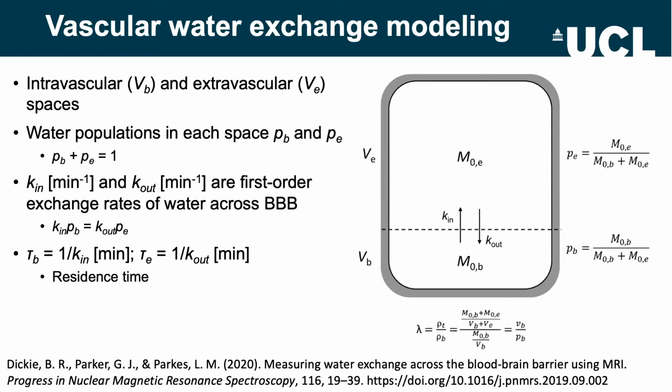Another parameter that is sometimes used, which is sometimes intuitively helpful, is the residence time. So how long a water molecule will typically stay, for example, in the blood pool before permeating out into the extravascular space, and that's simply the inverse of the exchange rate. So the residence time in the blood is the inverse of the rate of going from blood to tissue. And if we've got a measurement of blood volume, VB, we can use this information to tell us specifically about the permeability surface area product of the blood-brain barrier to water.